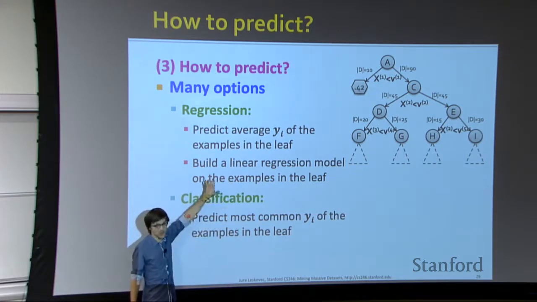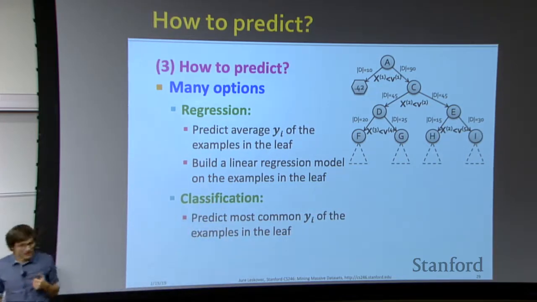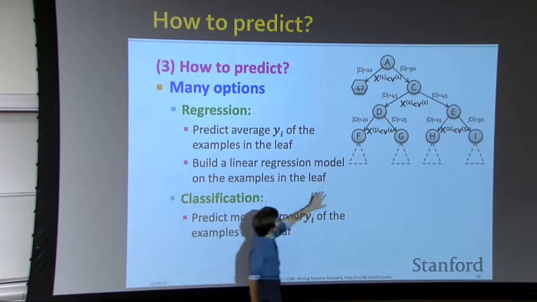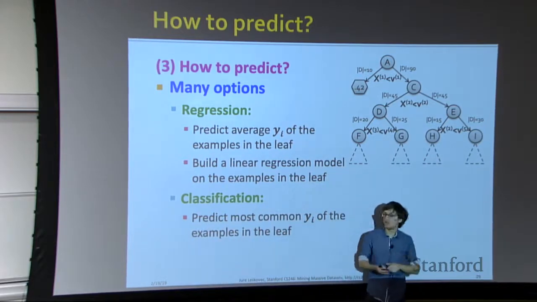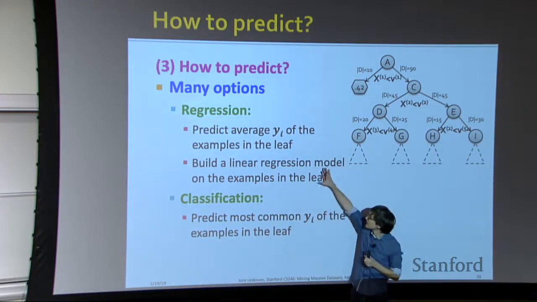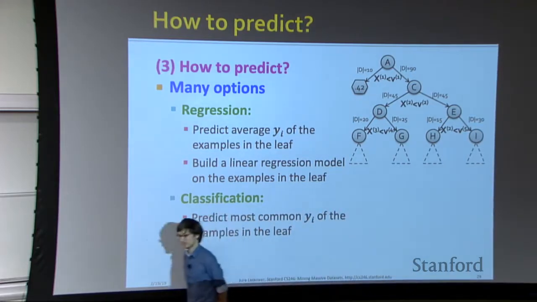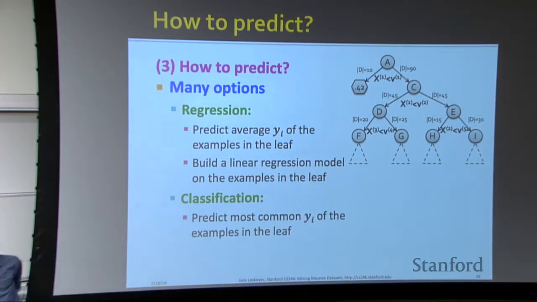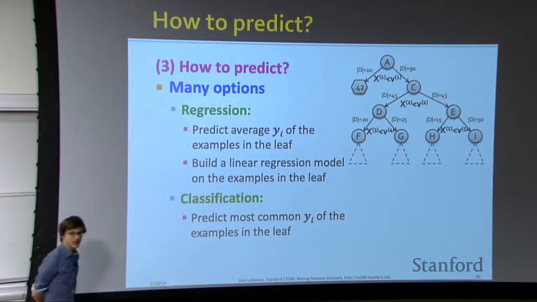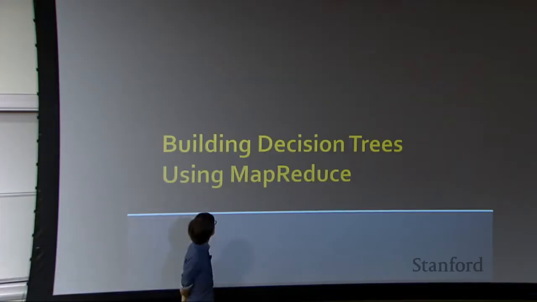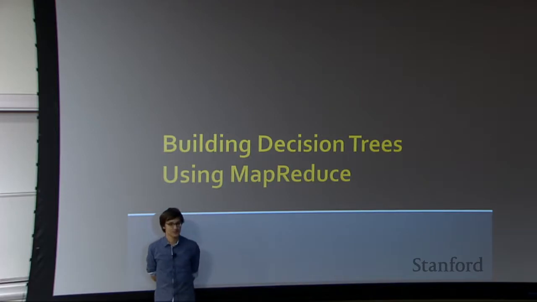So not too much complexity here, because the idea is that as you are splitting, you so finely chop the space that you don't have to be too smart about what you put in the leaf node. Okay, so this is what I wanted to say about this. Are there any questions? Yes.